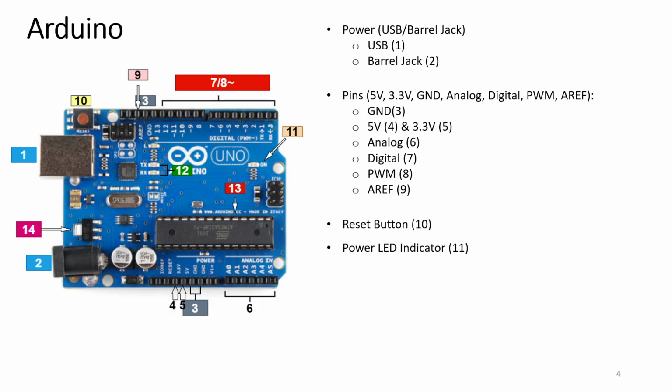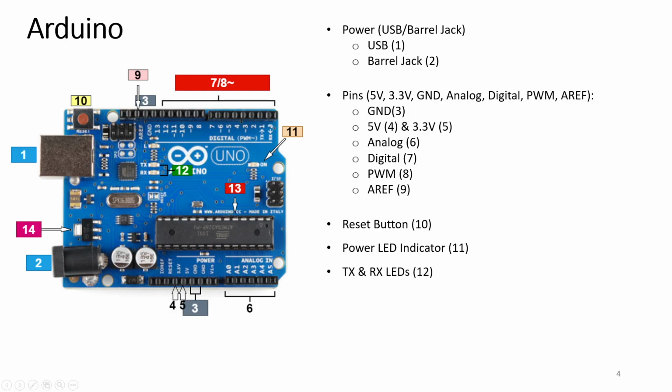Just beneath and to the right of the word Uno on your circuit board, there is a tiny LED next to the word "on". Label 11. This LED should light up whenever you plug your Arduino into a power source. If this light doesn't turn on, there is a good chance something is wrong. Time to check, time to recheck your circuits.